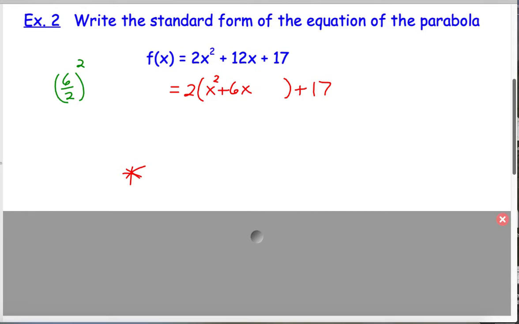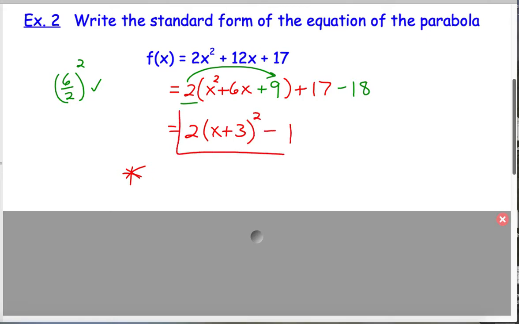So I look at the 6, I divide that by 2 and square it. 6 divided by 2 is 3, squared is 9. So I'm going to add 9 in the parentheses. Now since there was a 2 out in front, 2 times 9 is 18. So to offset that plus 18, I need to do a minus 18 outside here. Now I can rewrite this as x plus 3 times x plus 3, or x plus 3 squared, minus 1.